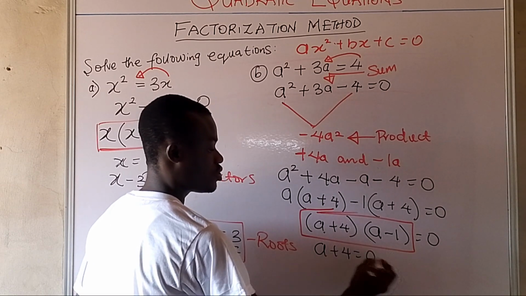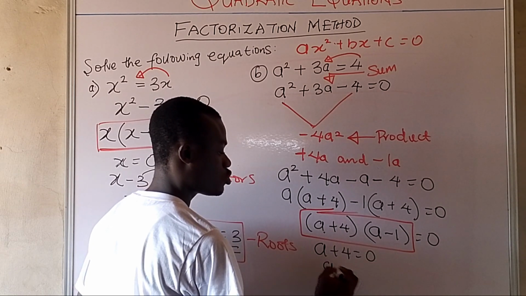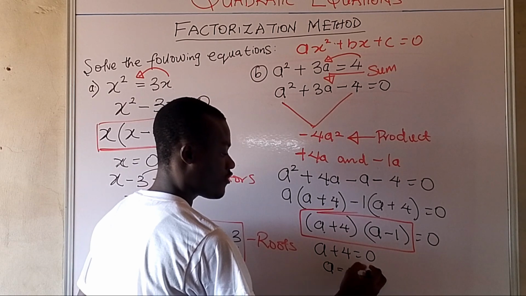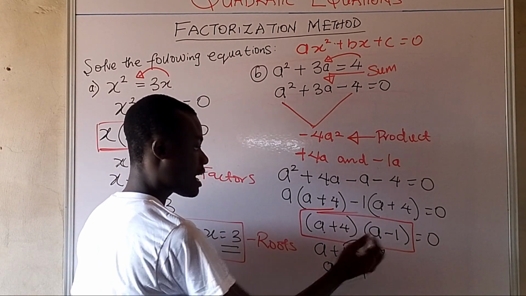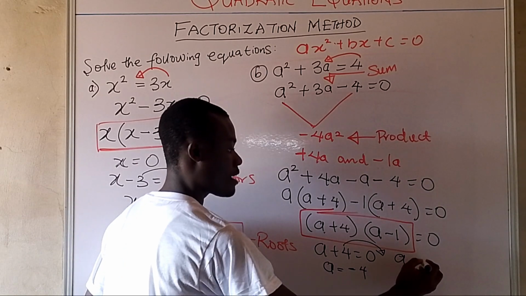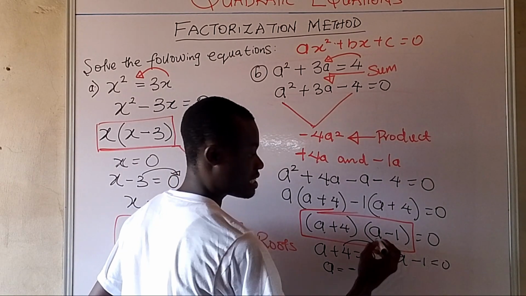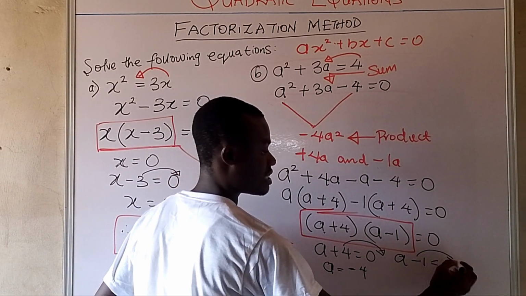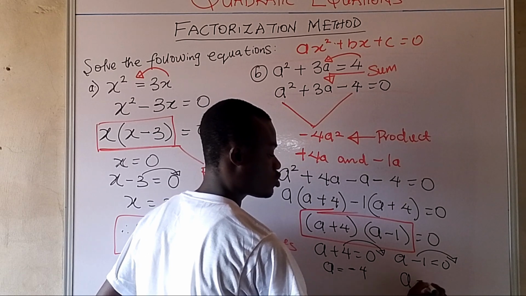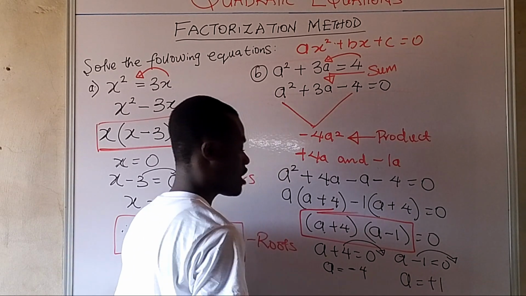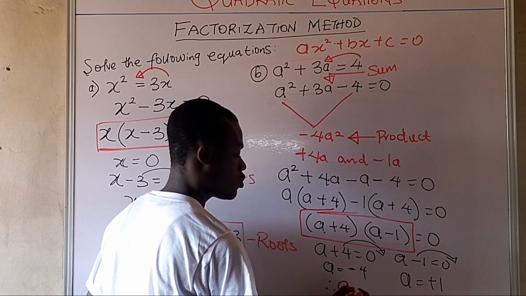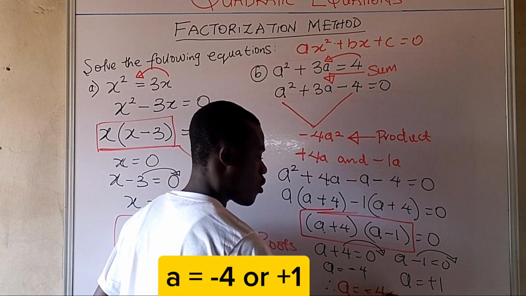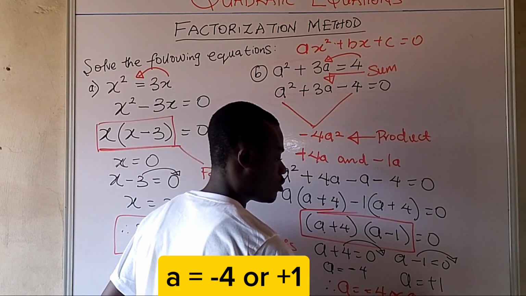So when we take this plus 4 to the other side, we are going to have that a is equal to minus 4, because once plus 4 crosses this sign, it becomes minus 4. And also a minus 1 is equal to 0. So we want to take it to this other side. We are going to have that a is equal to plus 1. Therefore a is equal to minus 4, or a is equal to plus 1.